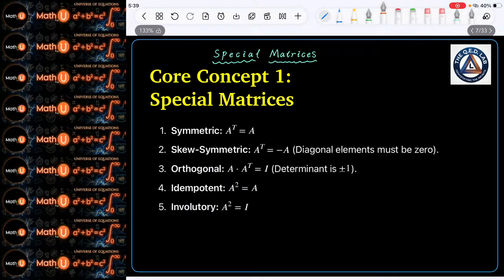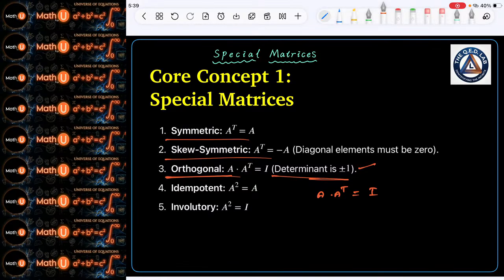Okay, symmetric matrix, skew-symmetric. Orthogonal means A into A transpose is equal to identity, and the determinant is always plus or minus 1. We will prove the determinants later. I will explain how to take determinants of this. It is very easy. And idempotent means A square is equal to A. Such a matrix is an idempotent matrix. And involutory, if A square is equal to identity, then such matrices are called involutory matrices. These are the special matrices you should remember.